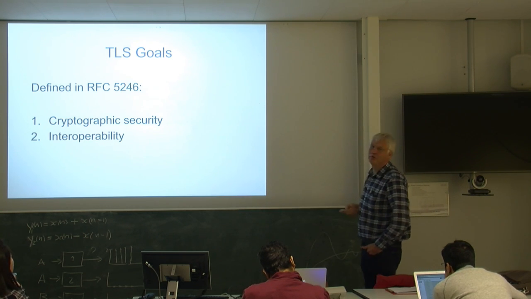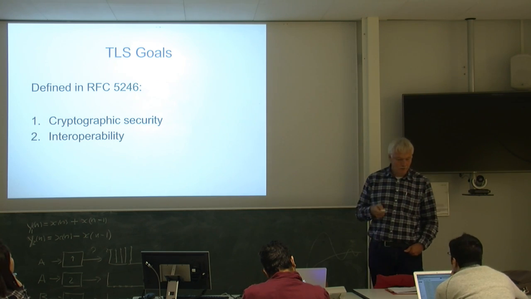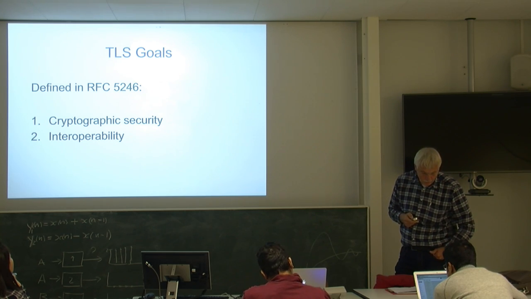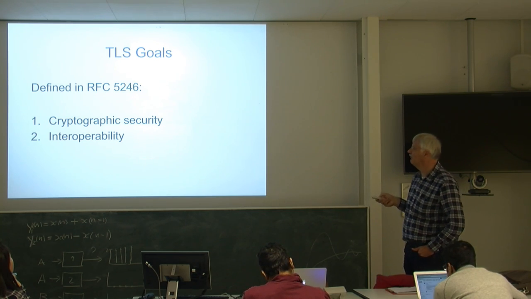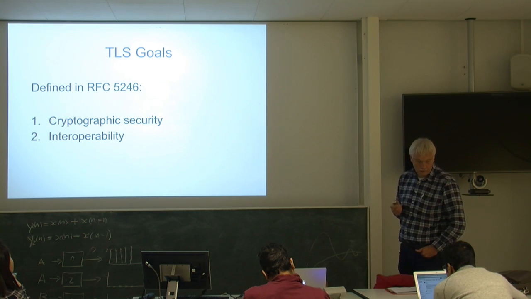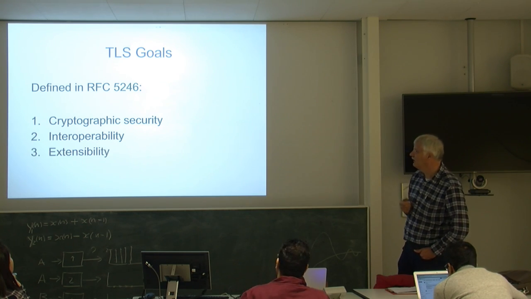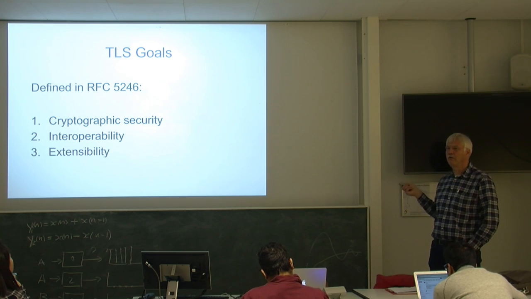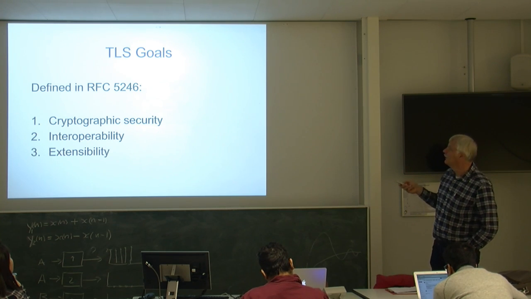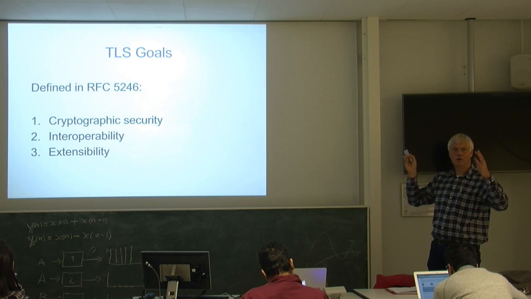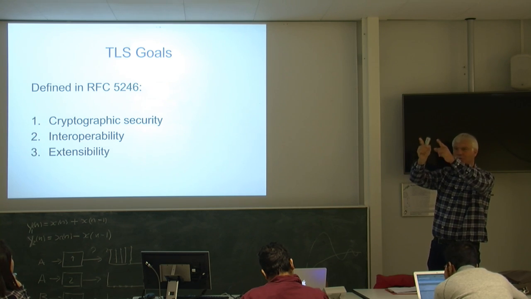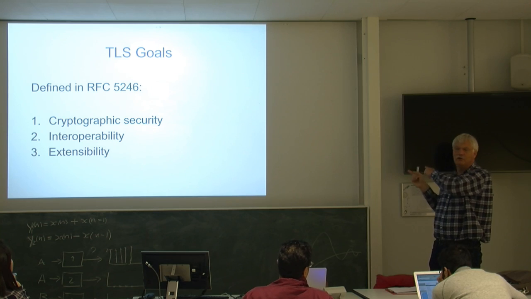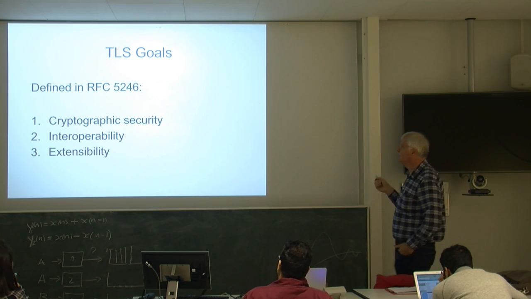Second goal is interoperability. That means that if people make different implementations, they should be able to work together, so there are no implementation-specific things in the RFC. Extensibility, that's primarily that you can easily add new encryption protocols or authentication protocols. So TLS gives you the framework and says, well, here's the field where you have to specify which encryption mechanism you use. But the details of that are defined elsewhere, and you can easily change that.